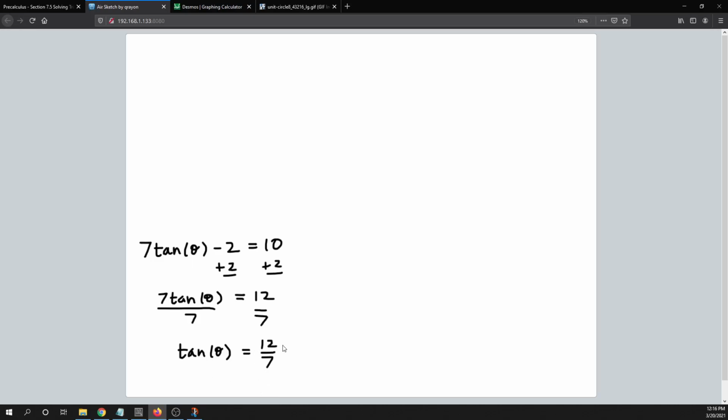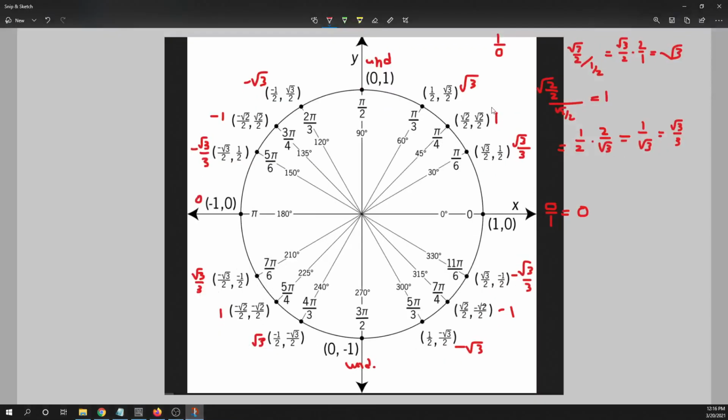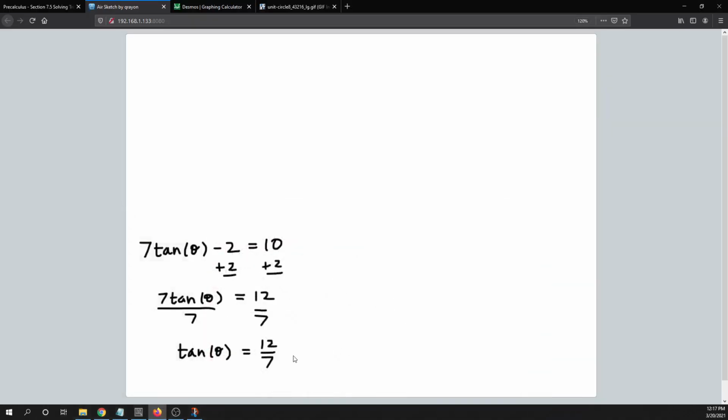Looking at this number over here, 12 sevenths, that is not one of the values on the usual special angles on the standard unit circle, or the standard labeling of the unit circle for the special angles. So we are going to have to use our calculator to do this one. All right, so we're going to do theta equals tan inverse of 12 sevenths.